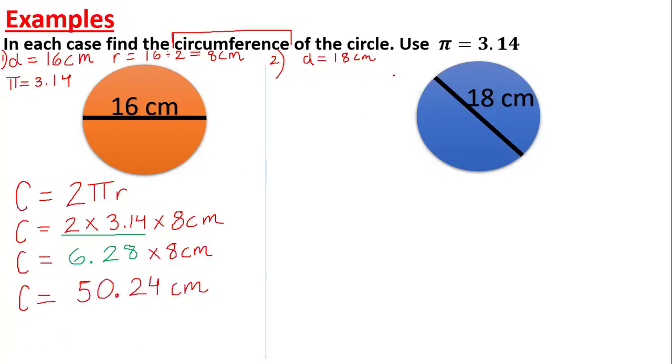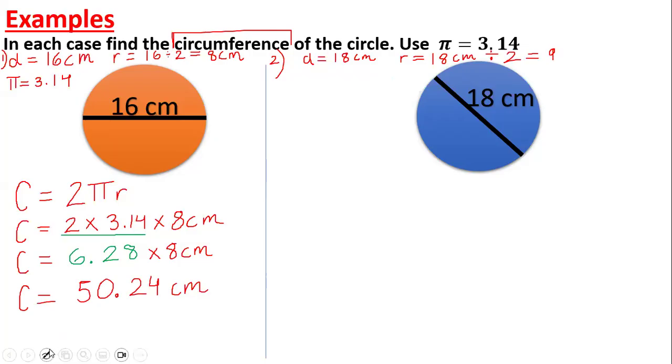Now, what is the radius? 9. Very good. Why did you say 9? Because 18 divided by 2 is 9. Very good, because we divide by 2. We're writing this now. So 18 divided by 2 is going to be 9 centimeters.